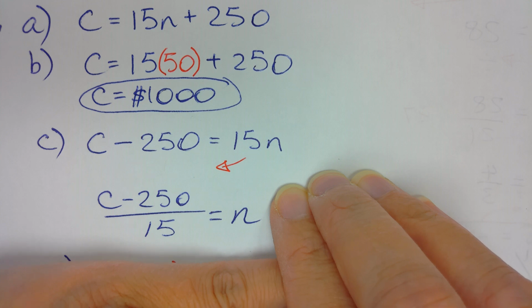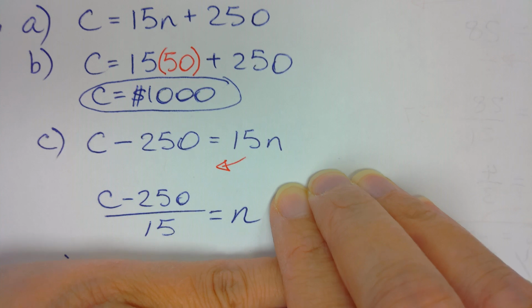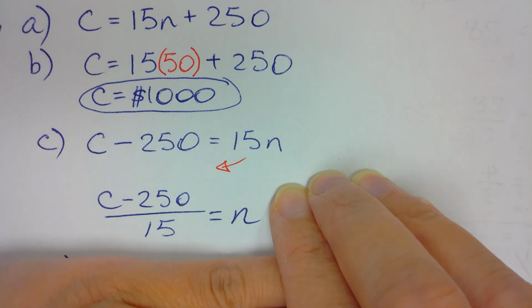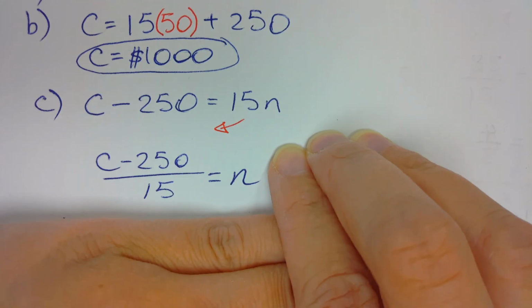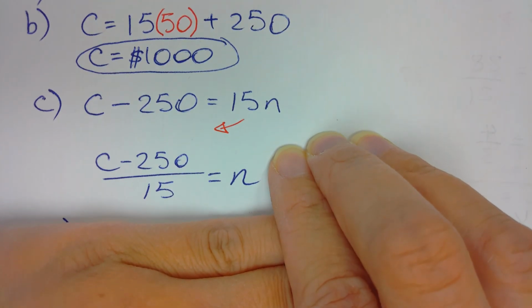Okay. So why might somebody want to rearrange it? For part A, my equation was for the cost, and then for part C, my equation was for the number of guests. So why might people rearrange it and set it as n equal? What's the point in rearranging an equation? Why do I want to rearrange the equation to set it as n equal?